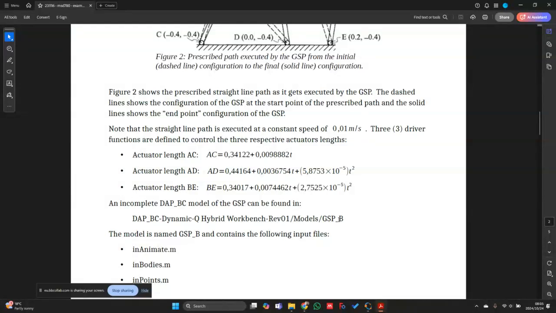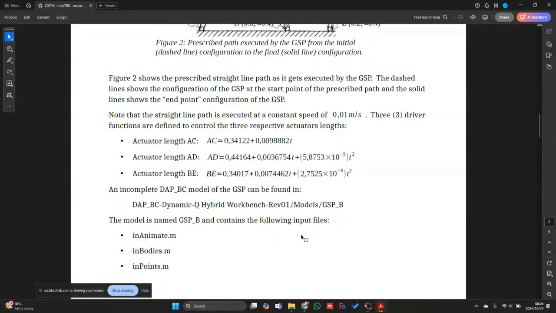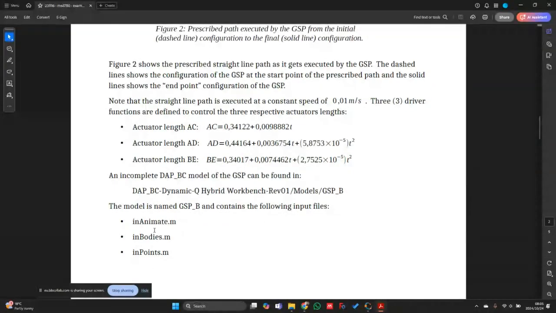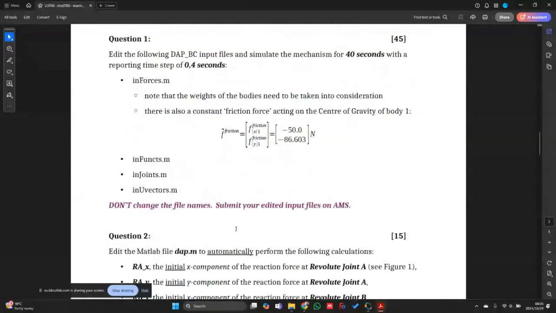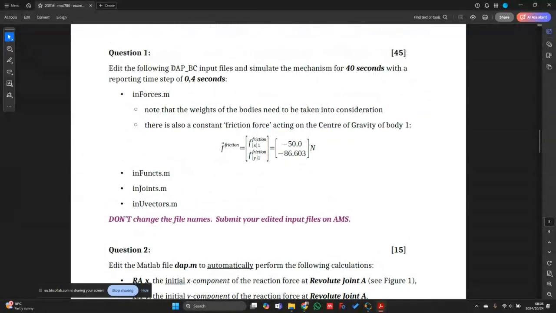GSP_B is the model that we're going to focus on. So in our case, the model is named GSPB, and it contains the following input files which are already populated: in_animate, in_bodies, and in_points. Then question 1 was to edit the following DAP-BC input files and simulate the mechanism for 40 seconds with a reporting time step of 0.4 seconds.